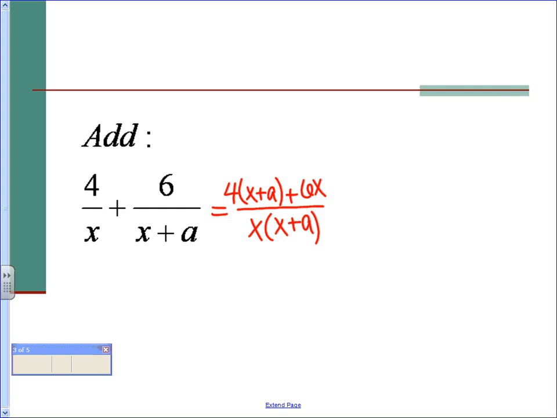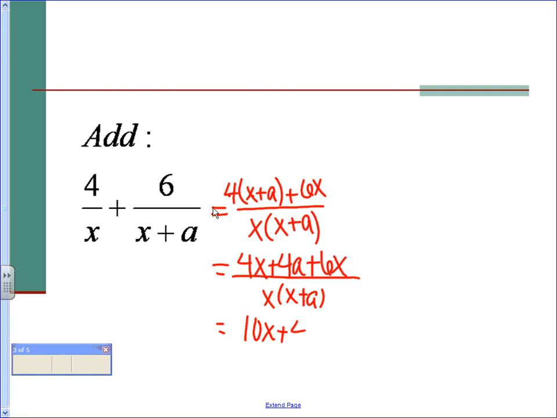Yes, we're going to distribute. What will this become? Does that make sense? If you want to distribute the x times x plus a, you can. I don't normally distribute the denominator though. What will my numerator become? Can we simplify it?